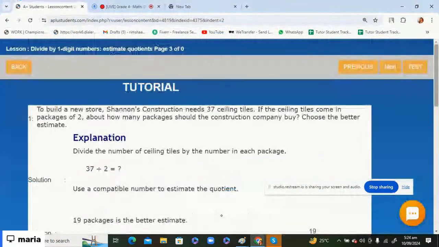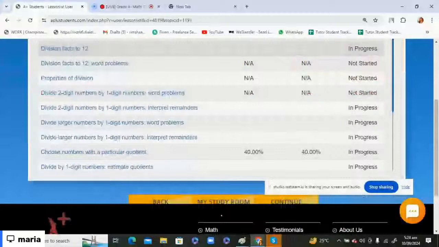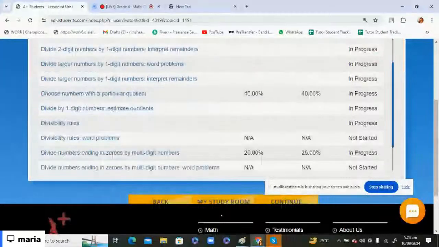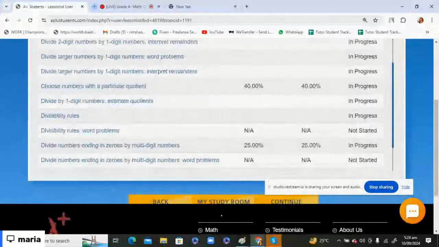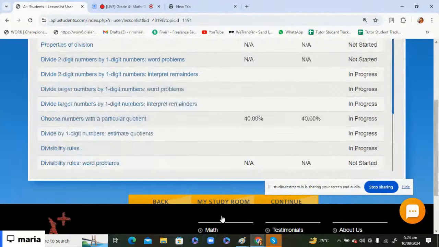Hope you guys understand this lesson as well. You can solve the rest of the lesson questions and the test by yourself. And if you still need any help, then you can contact the tutors. So these two lessons are done.